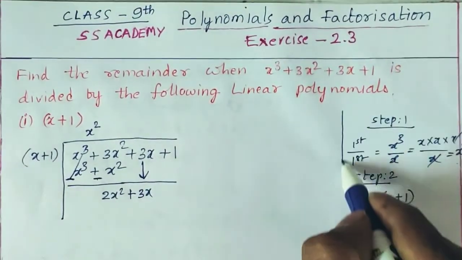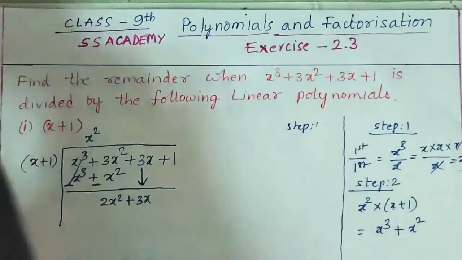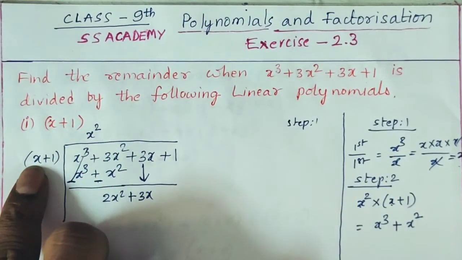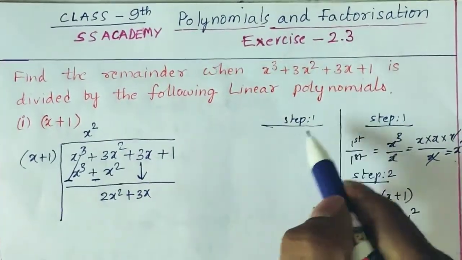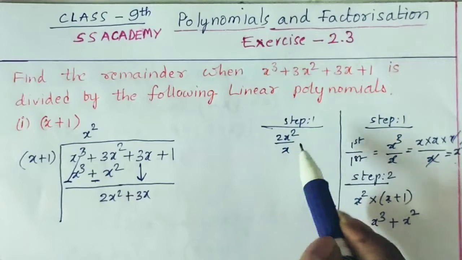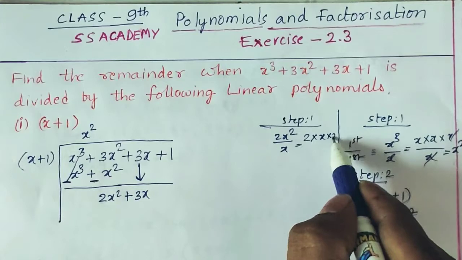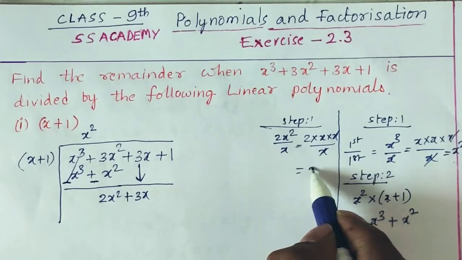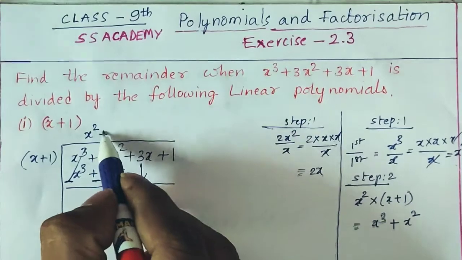So again you have to follow step 1. What is step 1 here? You should divide the first term in the dividend by the first term in the divisor. What is the first term in the dividend? 2x square, right? And the first term in the divisor is x. So 2x square will be written as 2 into x into x, divided by x. So x gets cancelled, 2 into x will remain. That means 2x. This is nothing but the quotient. This is plus 2x, right? So write plus 2x here.